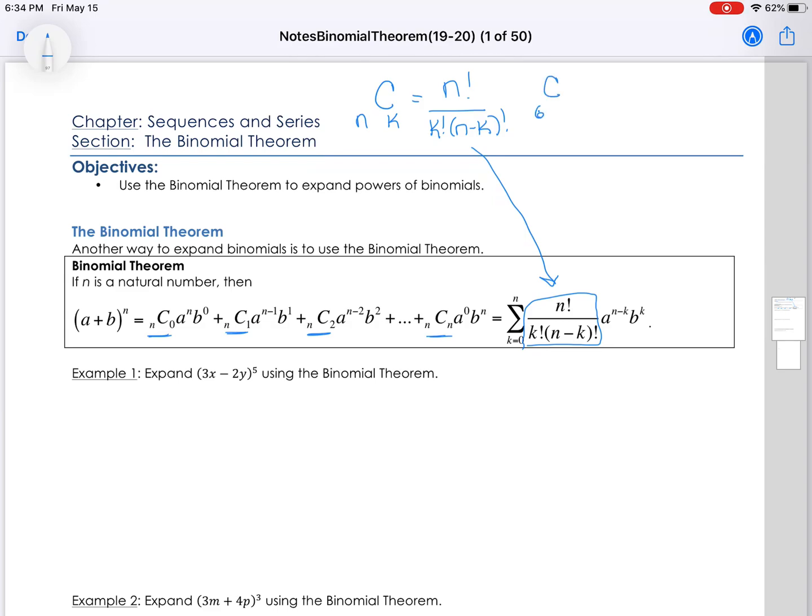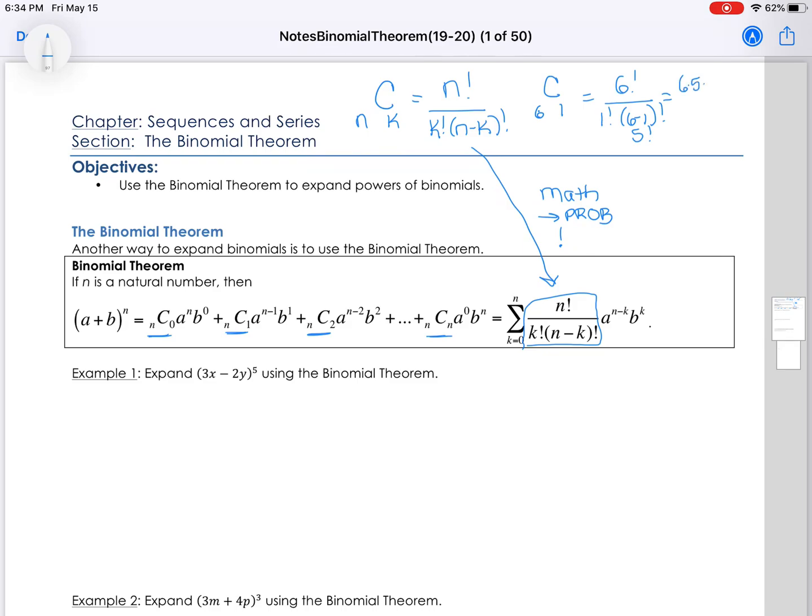So if we had actual numbers to work with, say C with 6 and 1, we would have 6 factorial over 1 factorial times 6 minus 1 factorial, which is 5 factorial. Now, what factorial means: there is a button. If you hit the math button, and then move your cursor over to probability, you see the little exclamation point, that is the factorial.